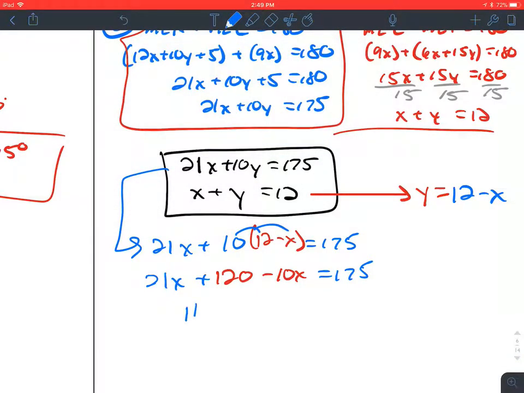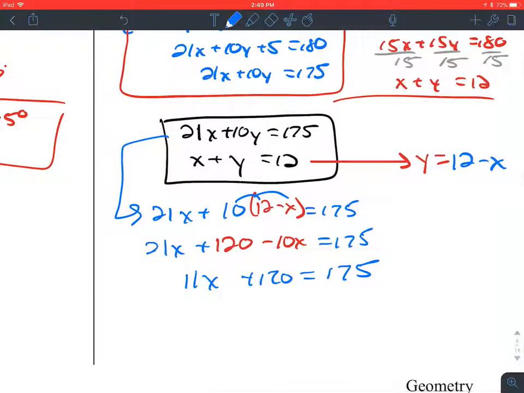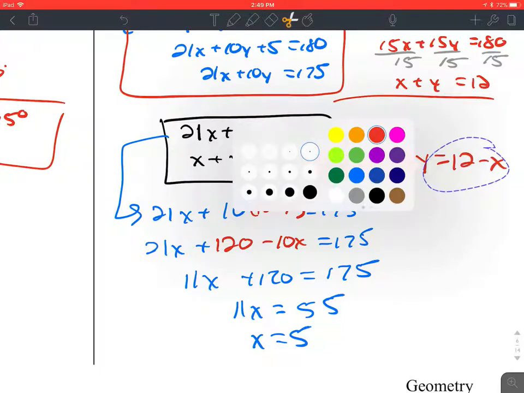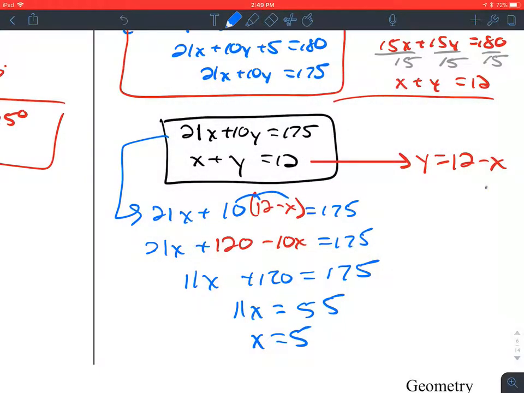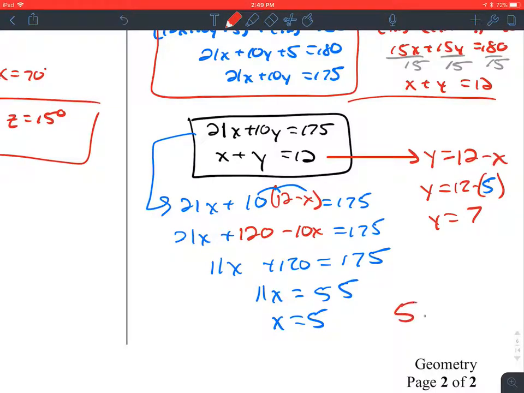Now if we combine like terms, we're going to get 11x plus 120 equals 175. If we subtract 120 from both sides, we get 11x equals 55. If we divide it by 11, we get x is 5. Once we know that x is 5, we can plug a 5 into the other equation for x. And we get y is 7. So the solution to this is the ordered pair 5, 7.